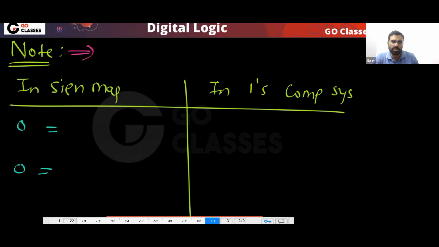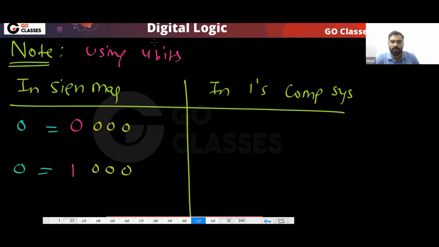In sign magnitude, let's assume you have 4 bits. Using 4 bits, what will be the answer? Using 4 bits in sign magnitude, this is 0 0 0, and this is also 0 0 0. Correct? Both of them are basically 0. So for 0, you have two representations.